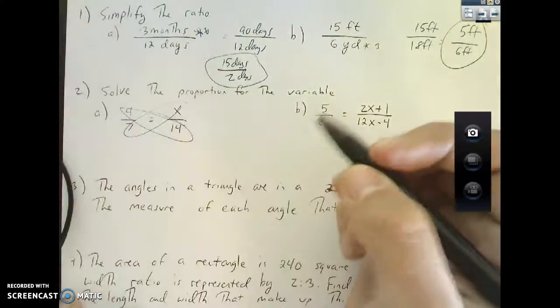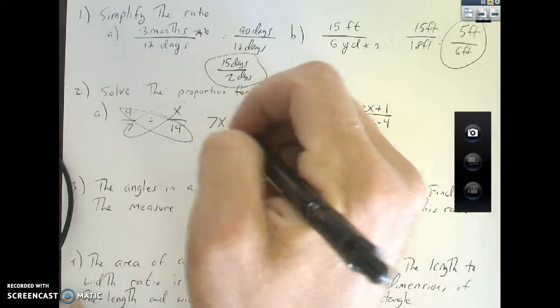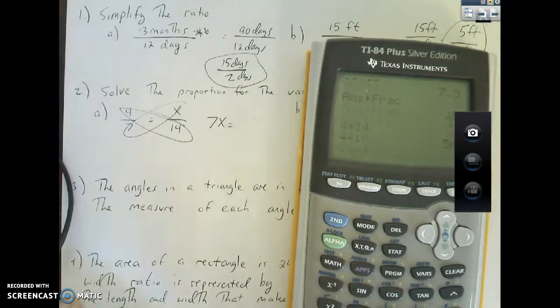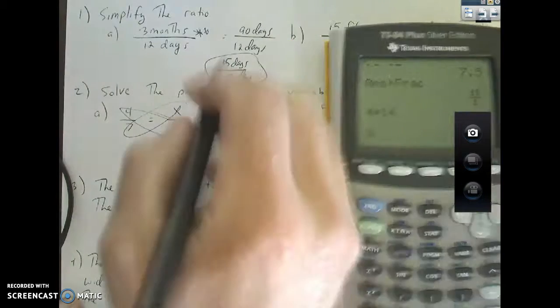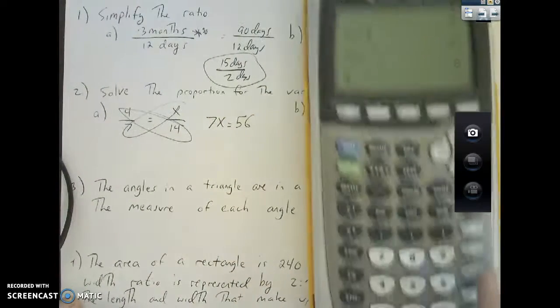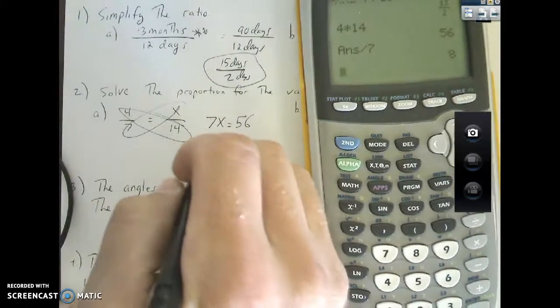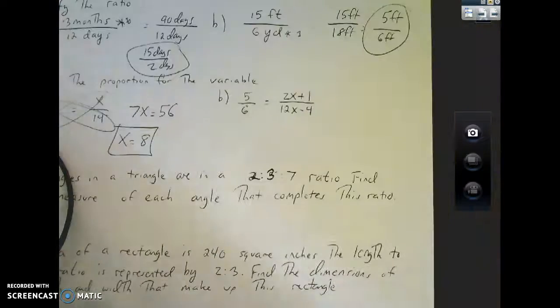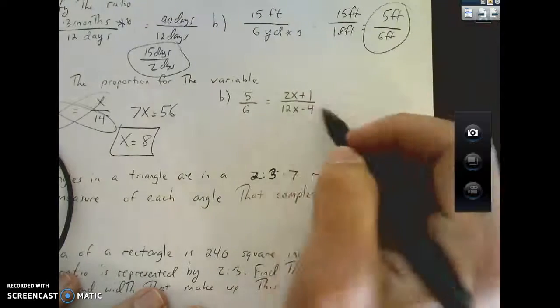Solve the following, okay? So I can cross multiply. 7x equals 4 times 14. Gives me 56, rather. Divided by 7. I get x equals 8. Okay? You guys should be getting better at cross multiplication at this point, considering how much we do it.